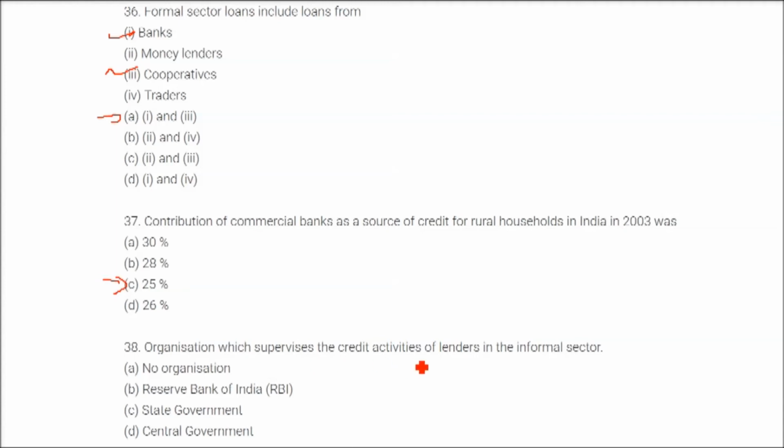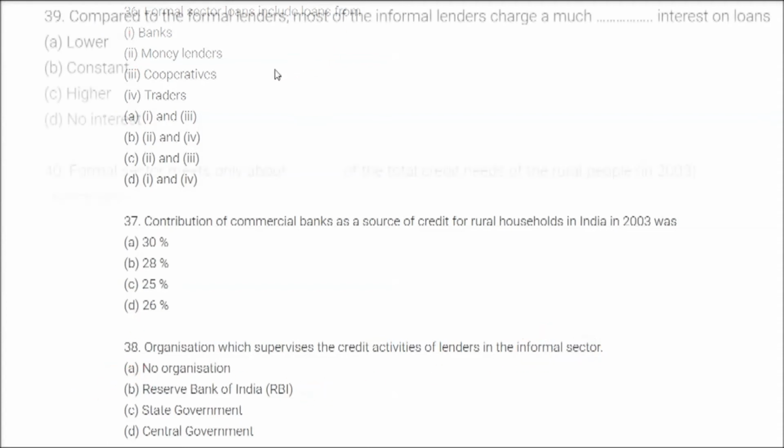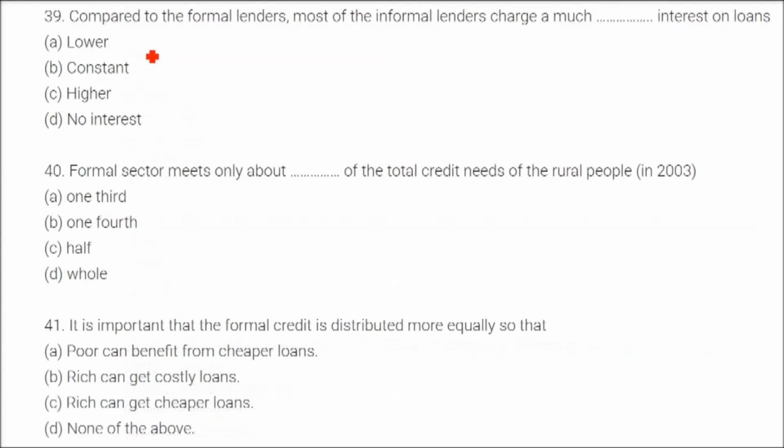Organization which supervises the credit activities of lenders in the informal sector: there is no organization to supervise the informal sector. For the formal sector we have RBI. So the answer here is A. Compared to the formal lenders, most of the informal lenders charge a much higher interest on loans. It is C.